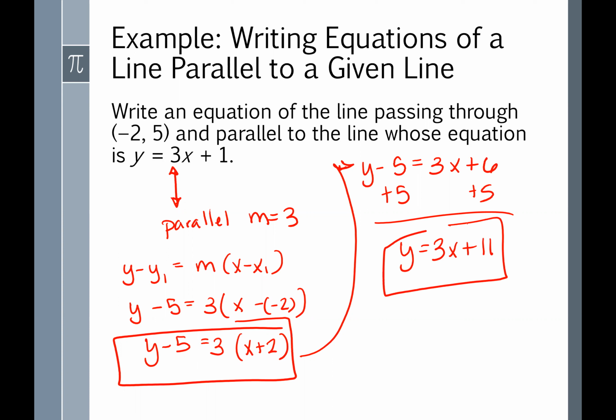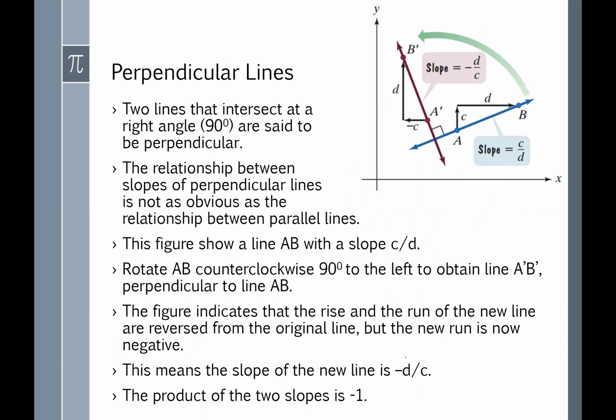So that is an equation that has the same slope as this one, but has a different y-intercept. And that's what would make them parallel. If they have the same slope, so the constant in front of the x is identical, but the y-intercepts are different. So the first line had a y-intercept at 1, the second line has a y-intercept at 11. All right. What about perpendicular?